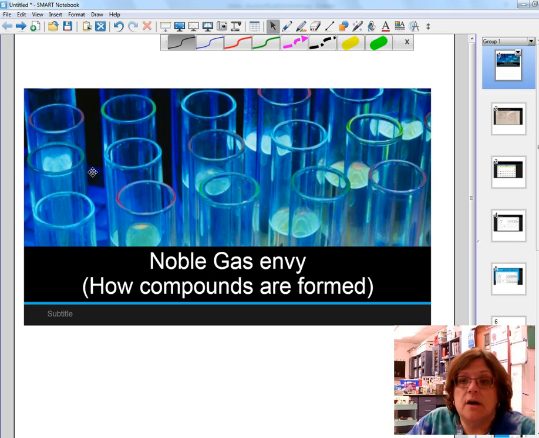Yesterday, once again, we talked about elements. Today we're going to talk about compounds. Why do elements form compounds? Well, it is because of noble gas envy. All atoms want to be just like the noble gases.